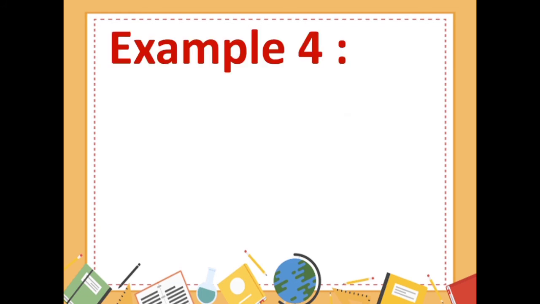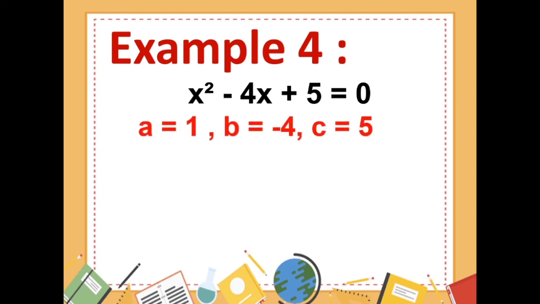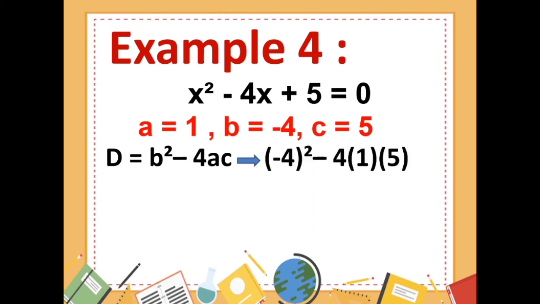Example number 4. x squared minus 4x plus 5 is equal to 0. The values of a, b, and c are 1, negative 4, and 5 respectively. D is equal to b squared minus 4ac. Let us substitute the values in the expression. Negative 4 squared minus 4 times 1 times 5. Negative 4 squared is equal to 16 minus 4 times 1 times 5 is equal to 20. 16 minus 20 is equal to negative 4.